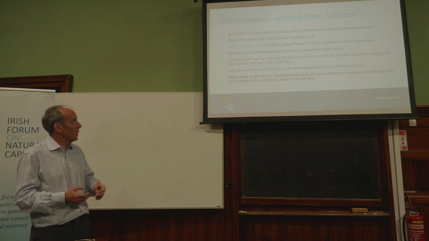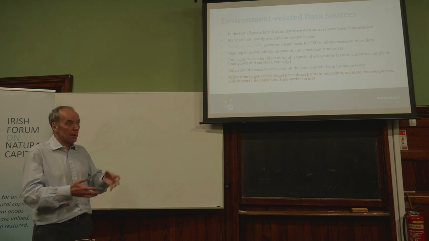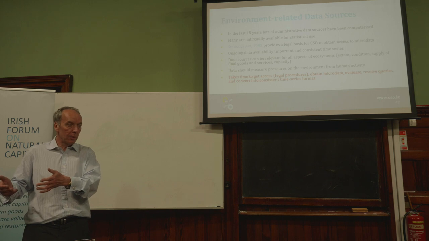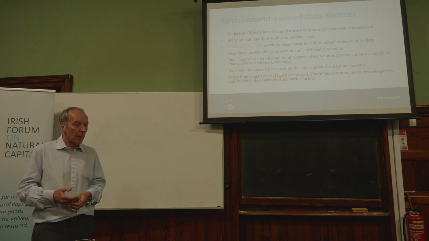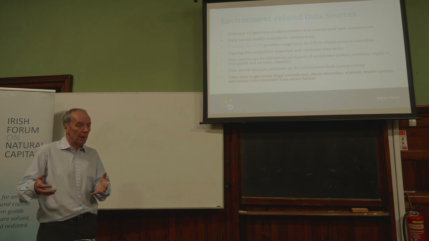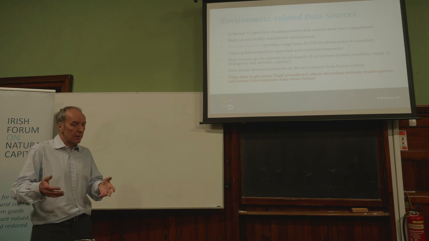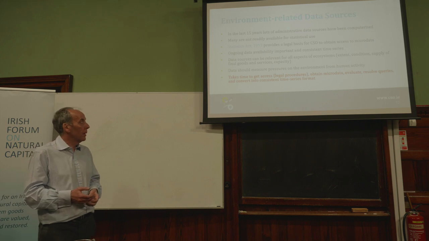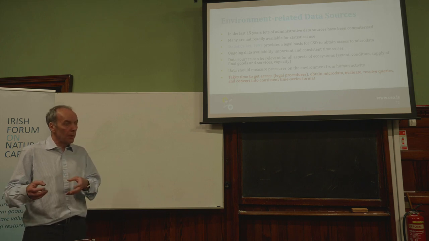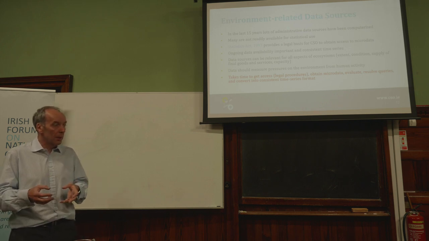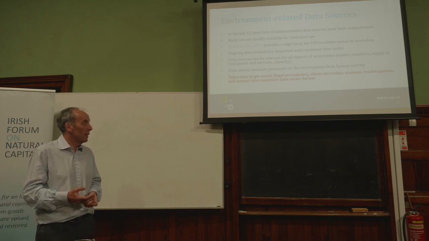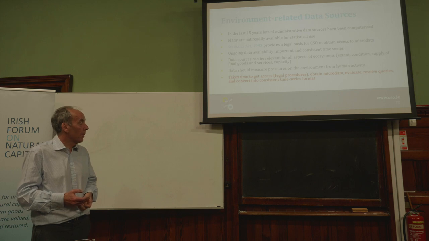The data need to measure the pressures as well as the actual services being provided by nature. They're going to be influenced by whether there are big factories or lots of quarries, or particular types of farming. So what are the pressures on those agricultural and nature areas that are influencing the output from them?